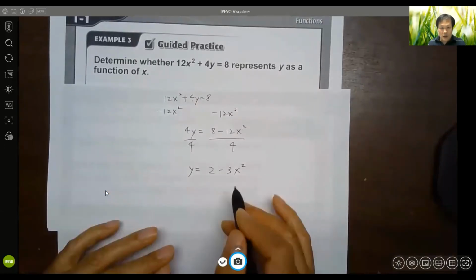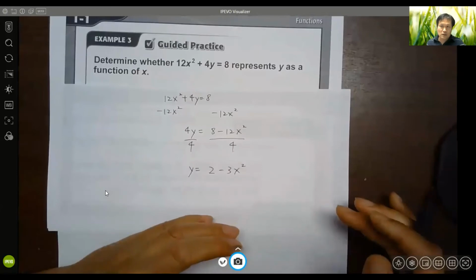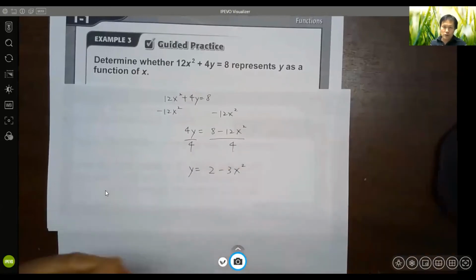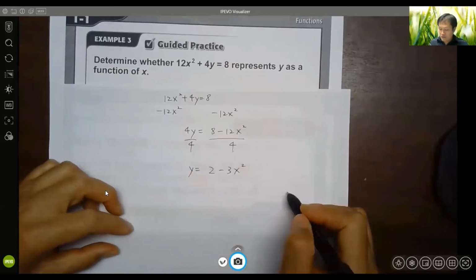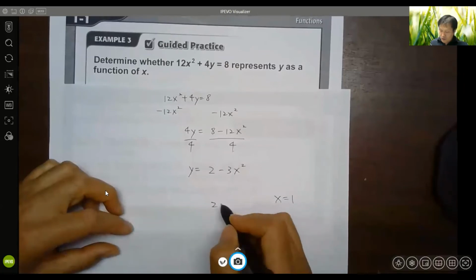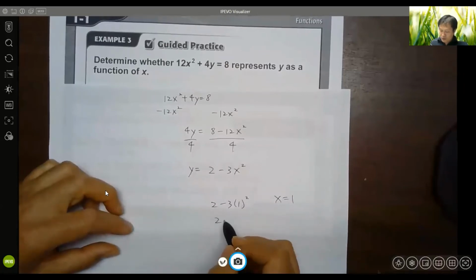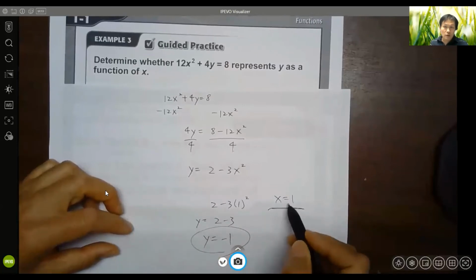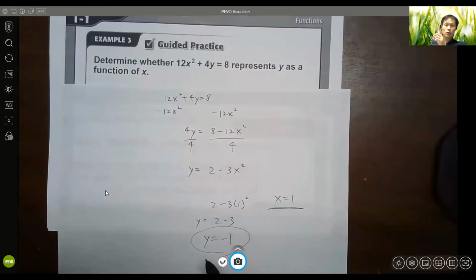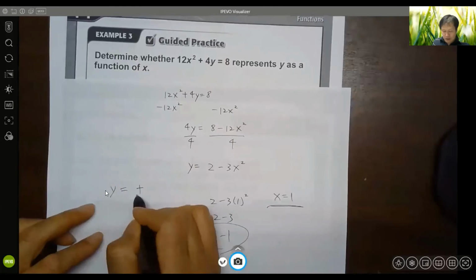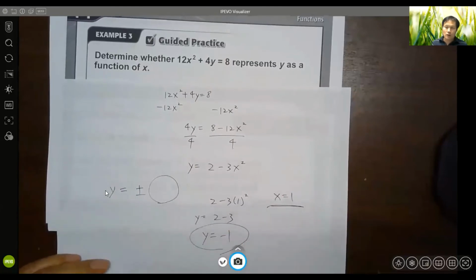So this is not like y equal to plus minus something that creates plus value, minus value, two different values. Here is just one value. So if you happen to plug in x value as 1, 2 minus 3 times 1 squared, y value will be just minus 1. If x value is 1, y value will be minus 1. One input, only one output. So you can kind of guess, if y is equal to plus minus something, then you know it's not going to be a function.